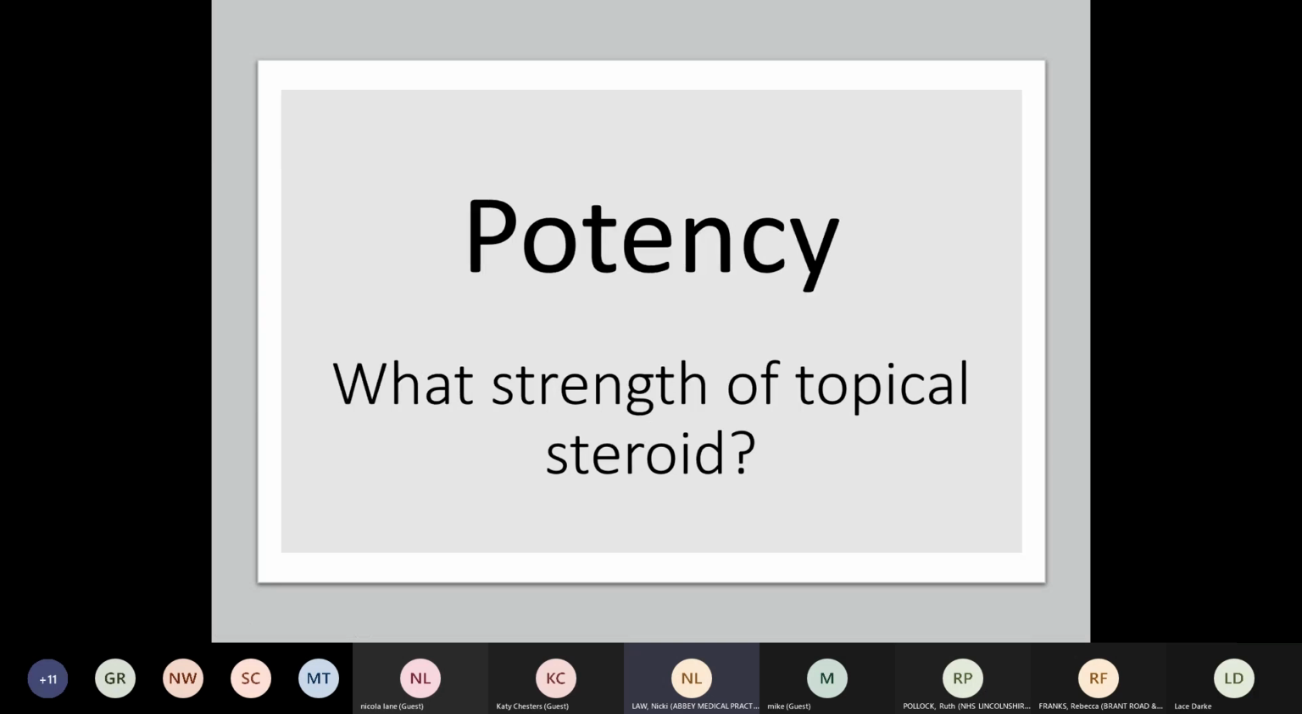And then the more important thing as well is what strength of topical steroid you use. You're probably aware that topical steroids come in different strengths, and they're on that sheet that I printed out. It's usually worth being familiar with the name of one steroid in each group: one mild, moderate, potent, and then the very potent one.